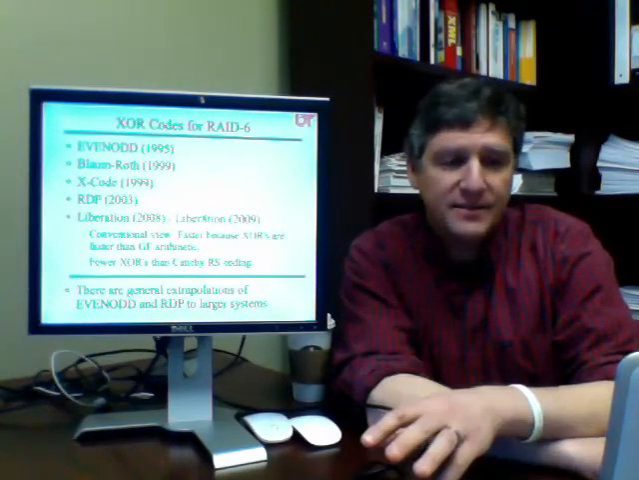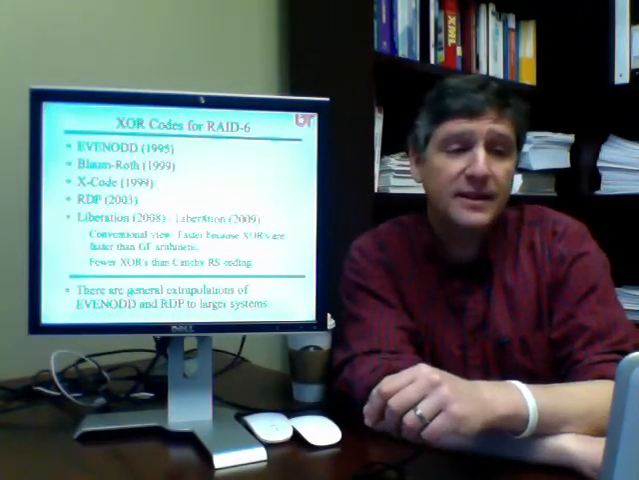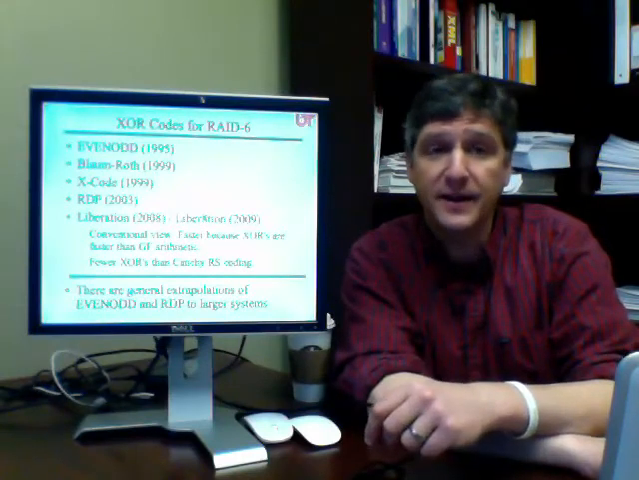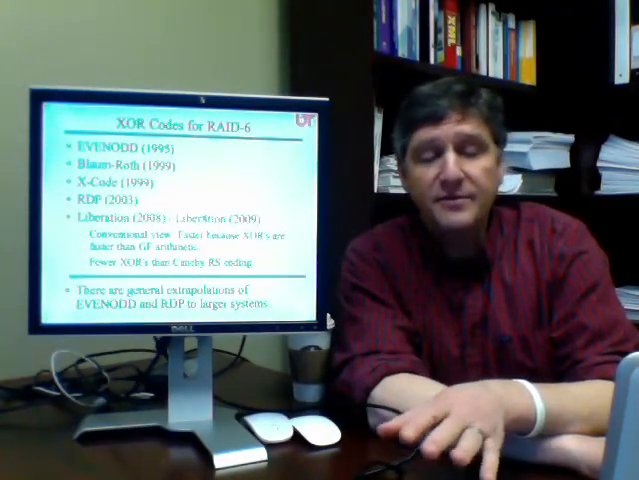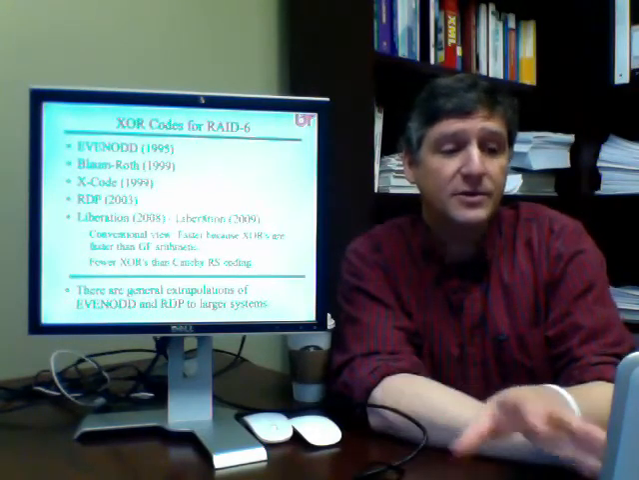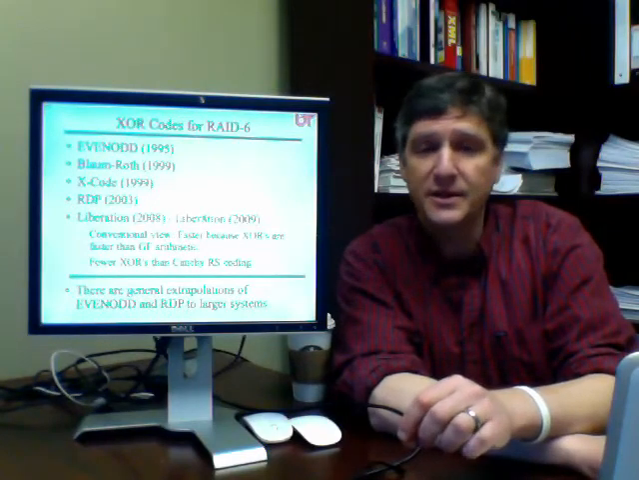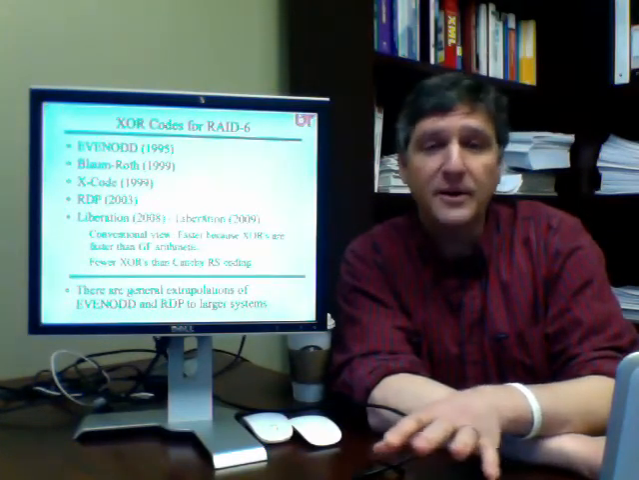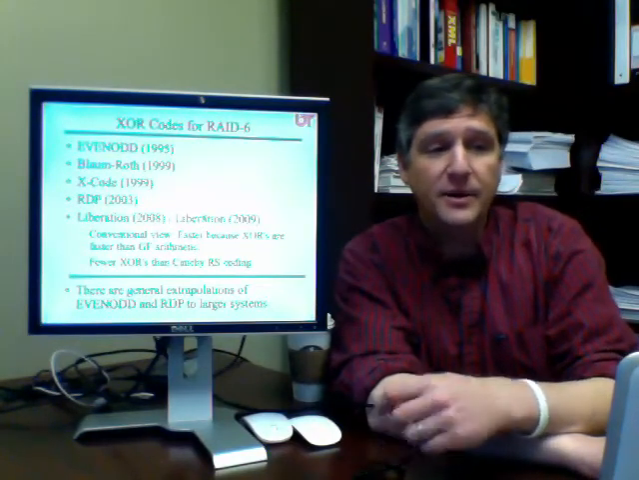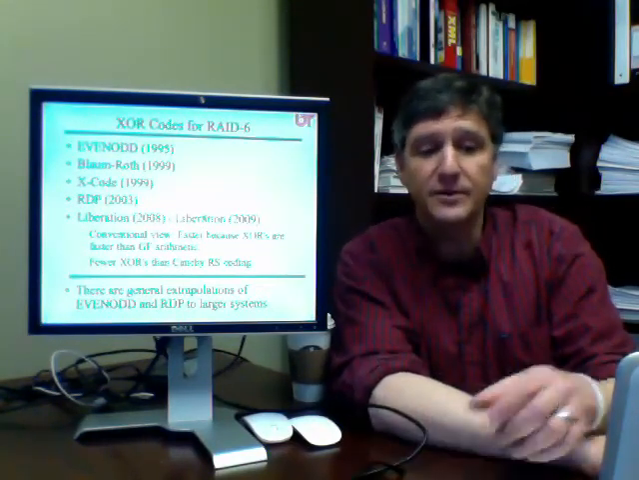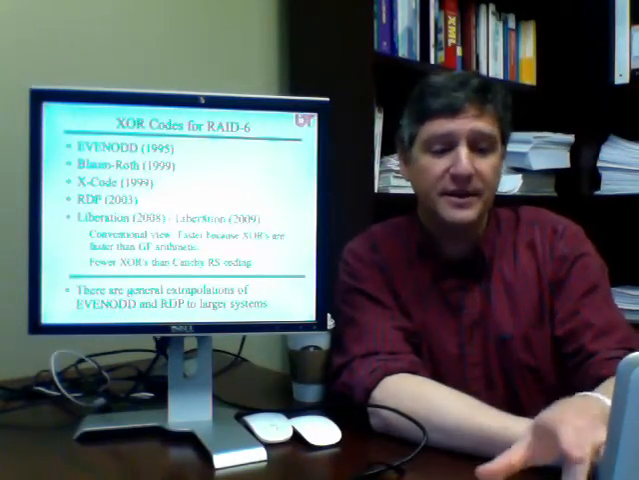I'm not going to go over what they are, but I'm just putting the names there so you know that they exist. The conventional view, and this probably was true back in 2005, is that they're faster than the other codes because exclusive ORs are faster than Galois field arithmetic. And they have far fewer exclusive ORs than if you just turned a Reed-Solomon code into a bit matrix using Cauchy coding. These are better than that. And there are general extrapolations of even RDP coding to larger systems that you can do if you wanted to use the same technology. I'm not going into any of that. I just want you to know that it exists.